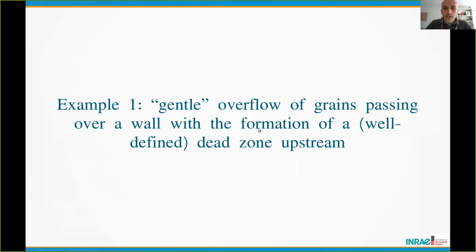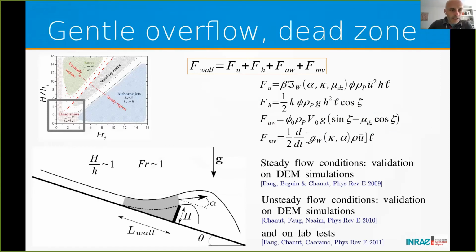The first example is the gentle overflow of grains passing over a wall with the formation of a well-defined dead zone upstream. So let me explain this. Here I go again to the phase diagram, so the relative wall height as a function of the Froude number. And I'm in this area where typically I will form a dead zone. I know that the Froude number is not so big, so it's about 1, but it can be a few units. And the obstacle height is not so big too. It's about 1 or a few units. So I will get a dead zone regime. So the typical sketch of this flow wall interaction regime will be this one and not another one.